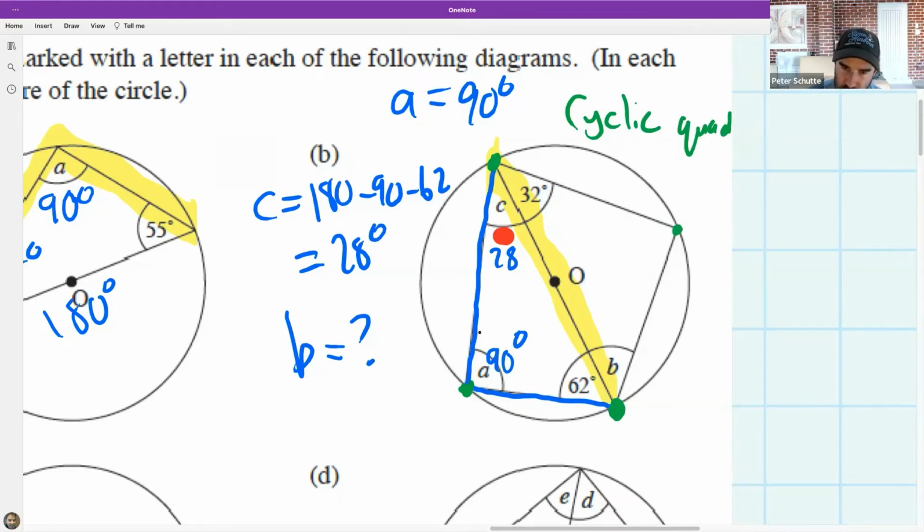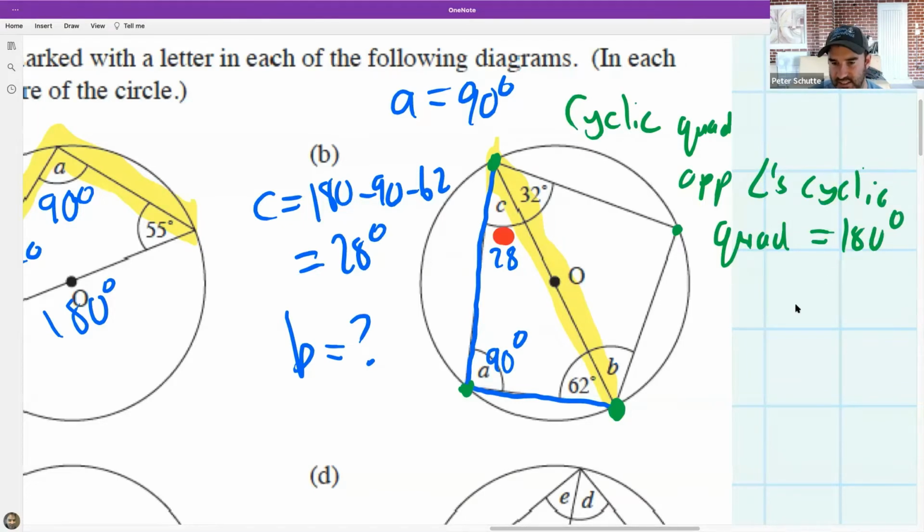And so this is an example of a cyclic quad, which I will talk about more later in the lesson. But one of the properties of a cyclic quad is that opposite angles in a cyclic quad are supplementary. Now that sounds like a real mouthful. So another way of saying it, opposite angles in a cyclic quad, when you add them together, sum to 180. And all I'm going to do is use that fact to help me get B.